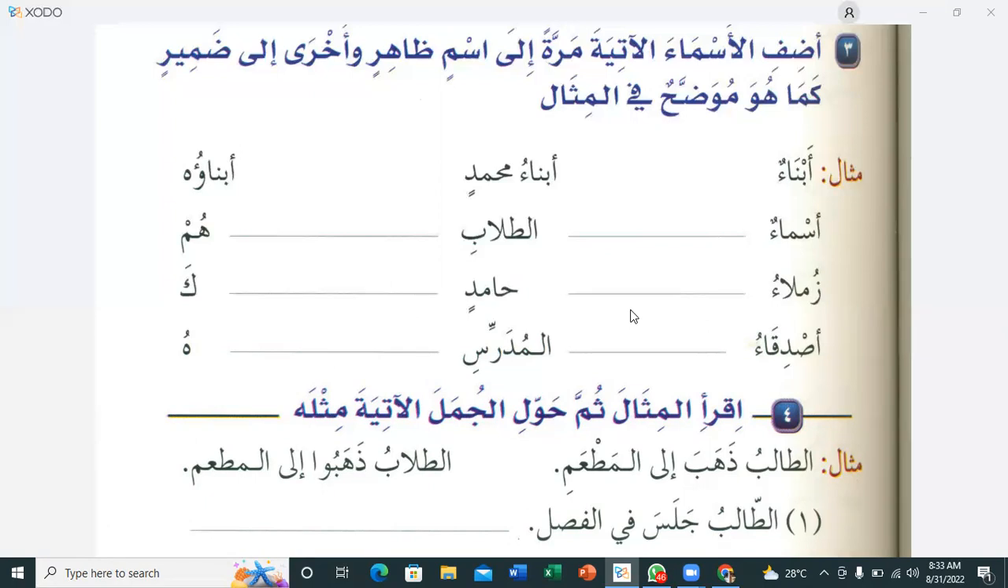Zumala'u Hamidin. And in this, Zumala'uka. Azdiqa'ul Mudarrisi and Azdiqa'u Hu. Azdiqa'ul Mudarrisi means friends of the teacher, and Azdiqa'u Hu means his friend.